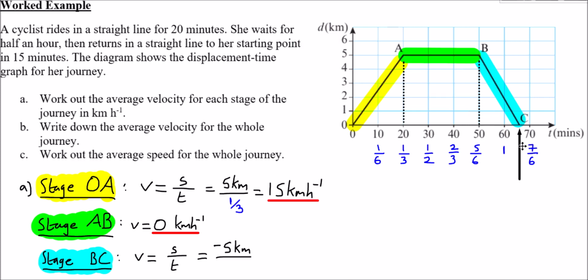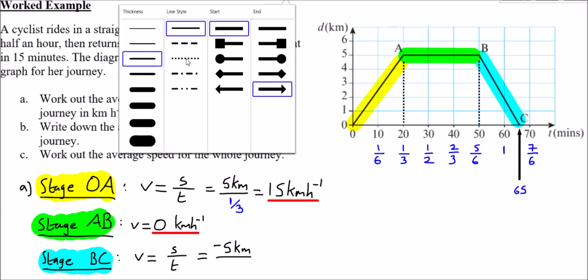I mean, you could argue it's maybe 66, maybe it's a bit over halfway. It doesn't typically matter too much. I'd say maybe 66 minutes. I'm going to plump for, I think, 65. So because I'm plumping for that being 65, after a slight bit of deliberation, 65 minutes there, between 50 and 65, that's the time taken to go from B to C.